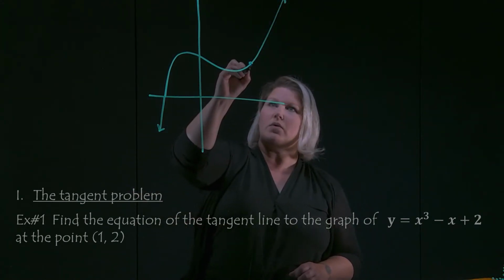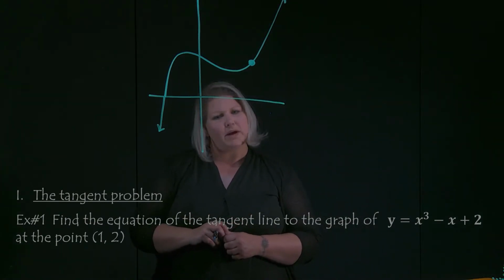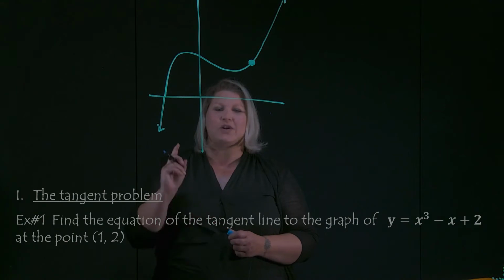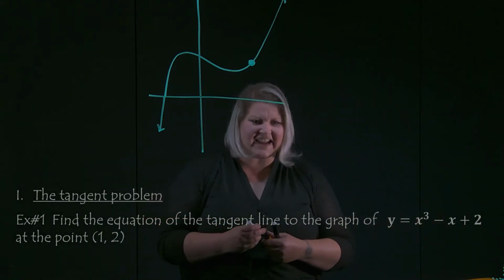And the point (1, 2) is just beyond the minimum. What we want to do is figure out the equation of the tangent line. Now, what is a tangent line?